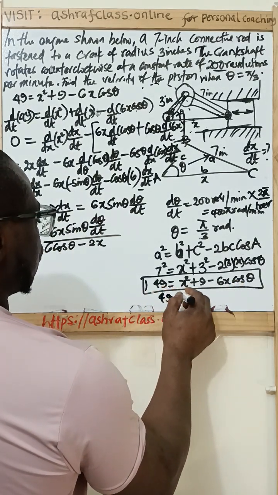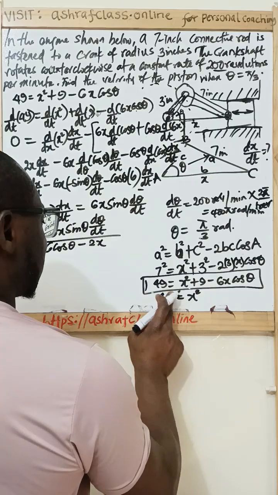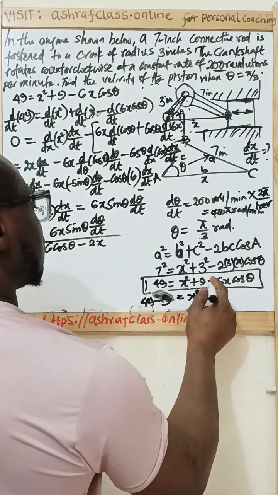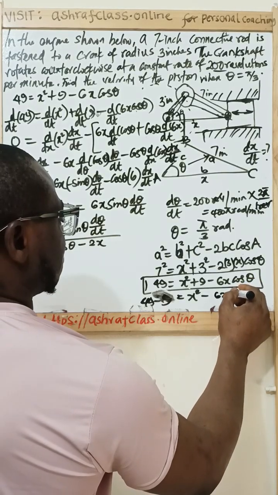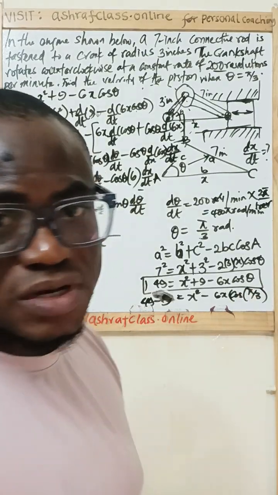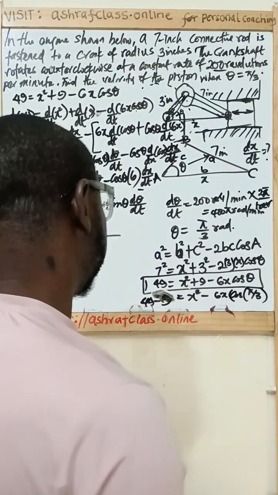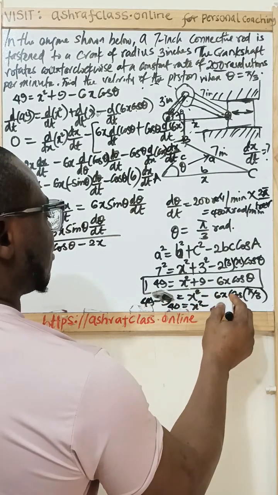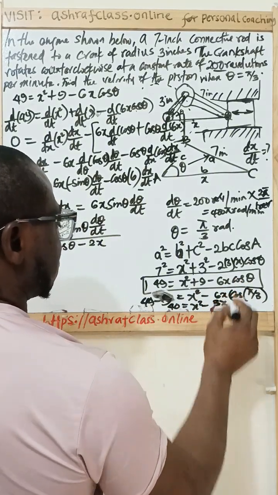So 49 will be equal to x squared. So if this 9 comes to the other side, that will be 49 minus 9. So this one will be what? x squared minus 6x, then cos pi over 3. That's what? Cos pi over 3. You know, pi is 180. 180 over 3 is 60. Cos 60 is equal to half, right? Which means this one is going to be 40 equal to x squared minus, this is going to be half times 6, that will be 3, minus 3x.